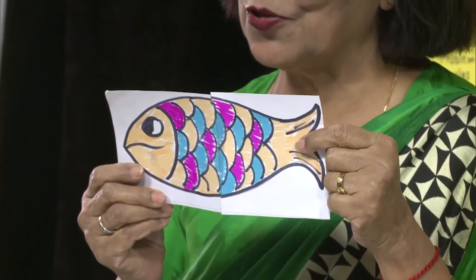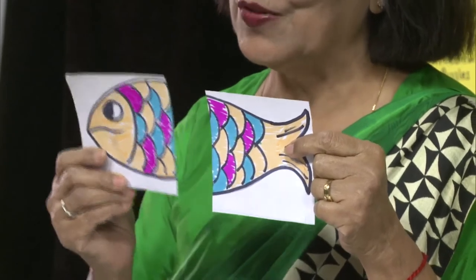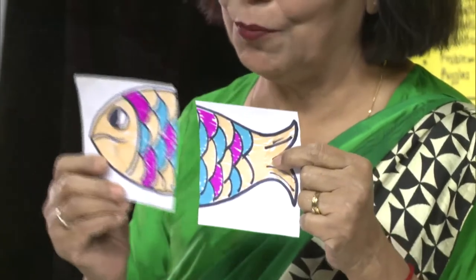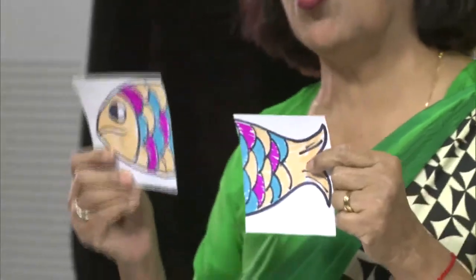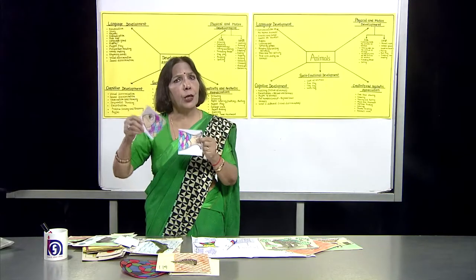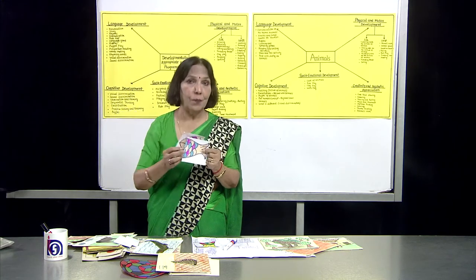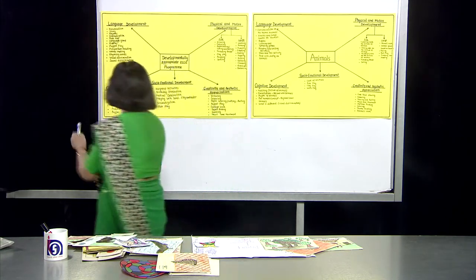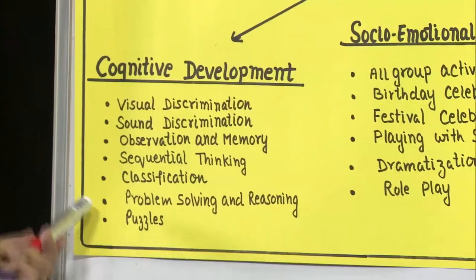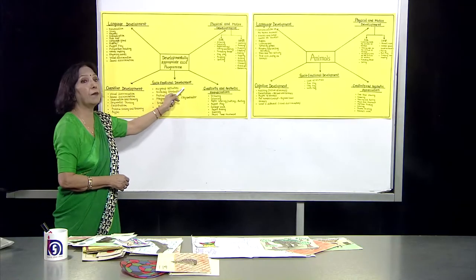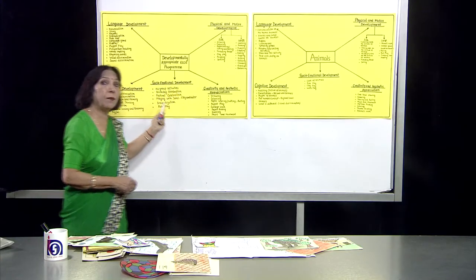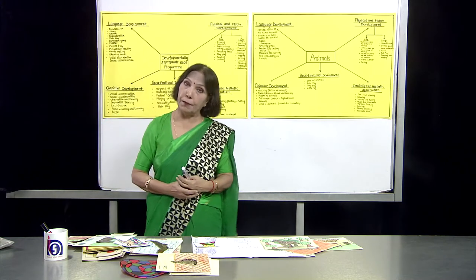Earlier I have also told you that it should go from simple to complex. First you give two-piece puzzles, then three or four-piece puzzles, and keep on making it more difficult. Five pieces, six pieces puzzles. So this is puzzles. Now socio-emotional development. We should give some activities for socio-emotional development also.